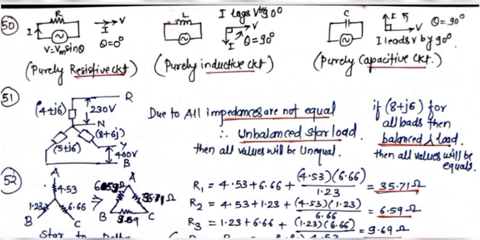If all impedances are not equal, then it is an unbalanced star load, and all values will be unequal. If it is 8 plus j6 for all loads, then it is a balanced star load, and all values will be equal. This is for balanced, and this diagram shows the unbalanced star load.